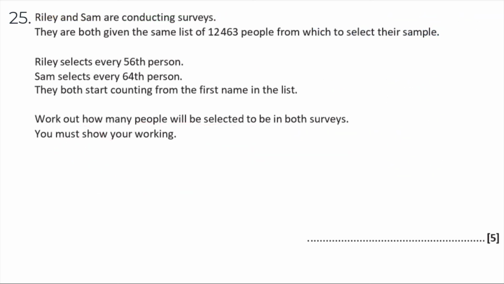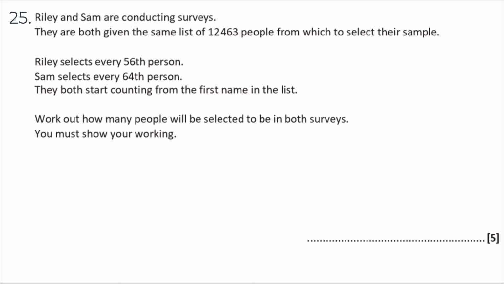Riley and Sam are conducting surveys. They are both given the same list of 12,463 people from which to select their sample. Riley selects every 56th person. Sam selects every 64th person. They both start counting from the first name in the list. Work out how many people will be selected to be in both surveys. You must show your working.